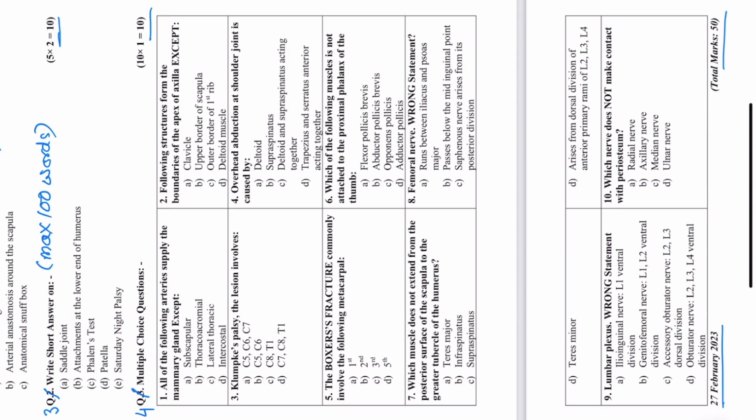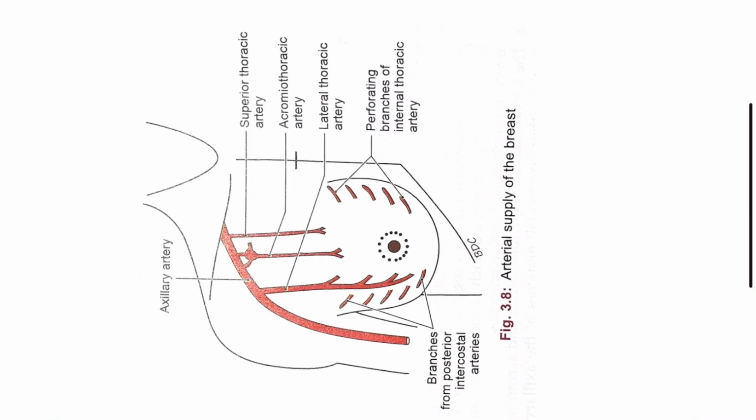Question number 1. All of the following arteries supply the mammary gland except: subscapular artery, thoracoacromial artery, lateral thoracic, intercostal. So here you're seeing the arterial supply of the breast. You can very well see the blood supply from above. Those are the branches from the axillary artery. One is the superior thoracic artery. Then you have the acromiothoracic artery through its pectoral branch. Now this is the pectoral branch of the thoracoacromial artery.